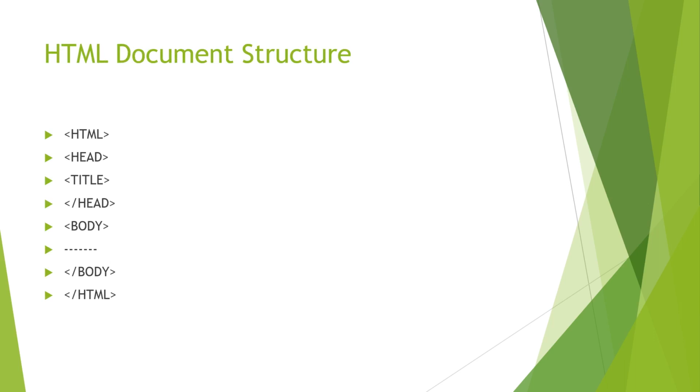This is the basic structure of an HTML program. HTML is the main heading. In HTML we will start the head tag. In the head tag we will start the title tag. After the title, we will close the head tag. Afterward the body tag will start. In the body tag we will write all the attributes whatsoever we want to write. After the body tag, the HTML tag will be closed.